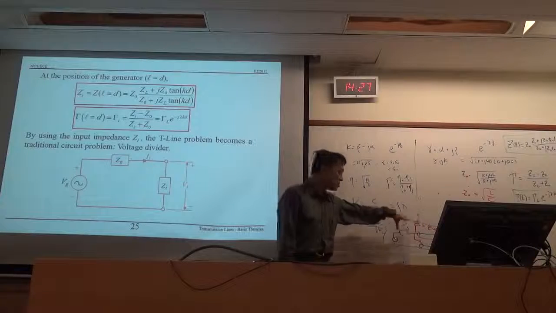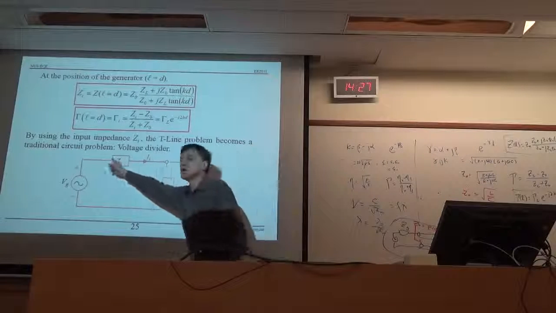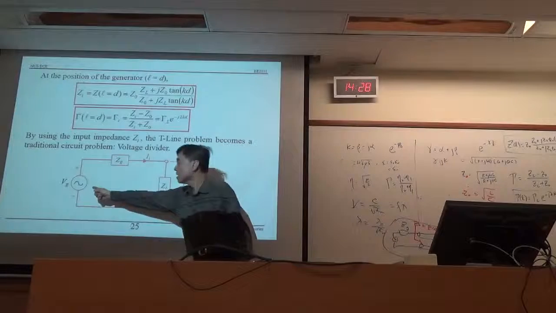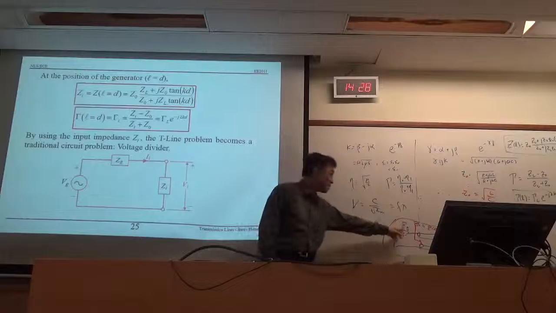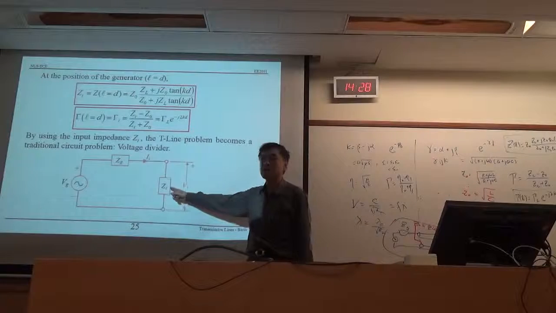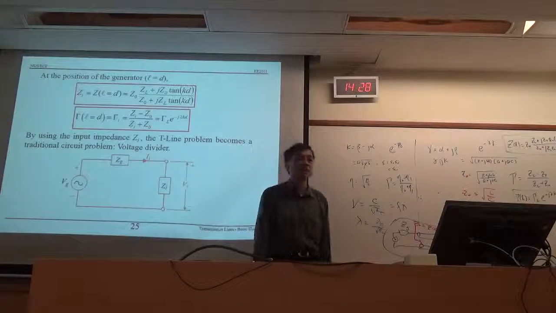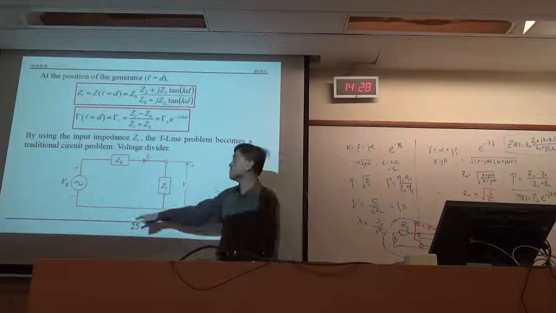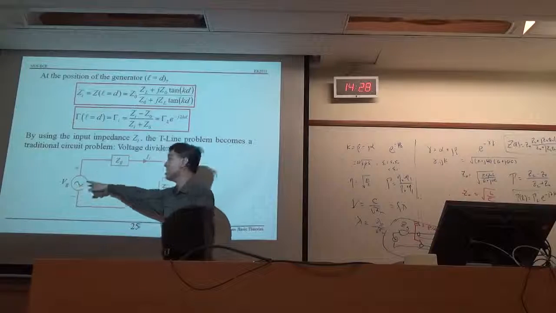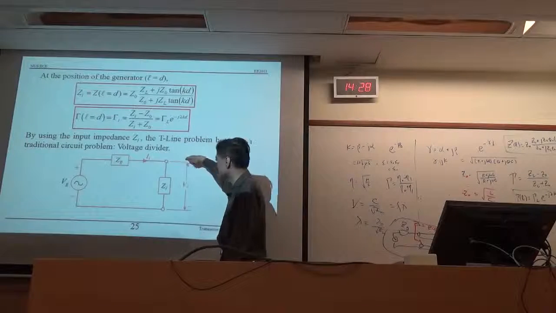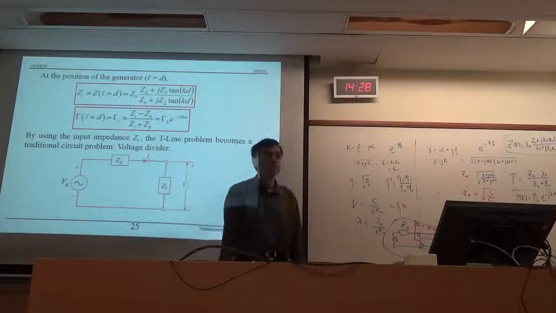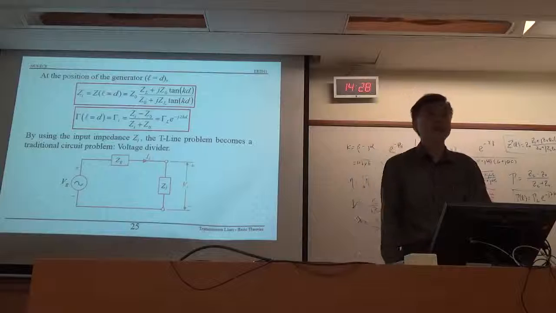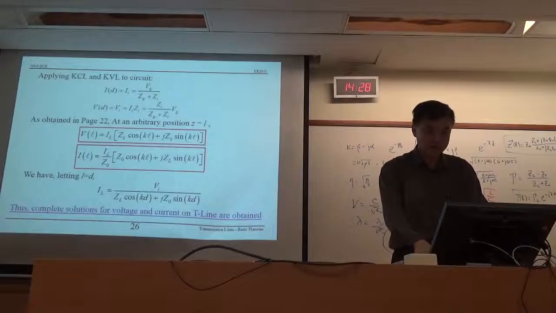And then this whole circuit will be replaced by a simple Thevenin circuit. My source is here, my source impedance is here, and my input impedance is here. And this simple Thevenin circuit is very easy to analyze. Because if I know the VG and I know the ZG, I can know the VI and the II. The simple Thevenin circuit can be analyzed very quickly.